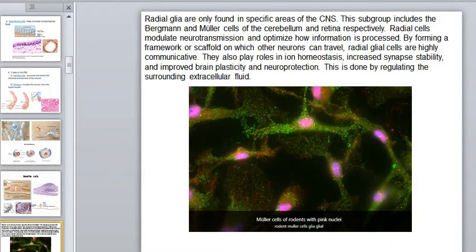By forming a framework or scaffold on which other neurons can travel, radial glial cells are highly communicative. They also play roles in ion homeostasis, increased synapse stability, and improved brain plasticity and neuroprotection. This is done by regulating the surrounding extracellular fluid.